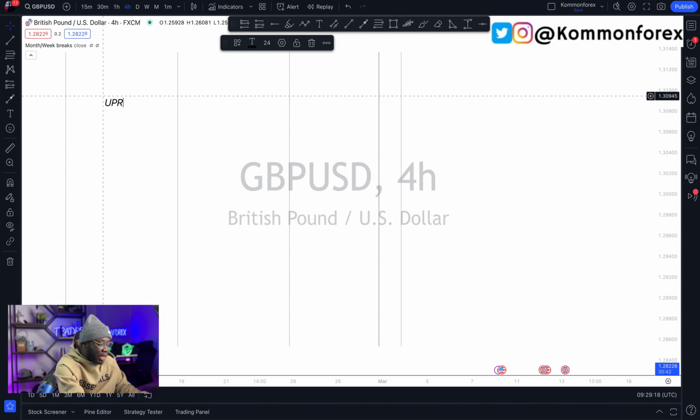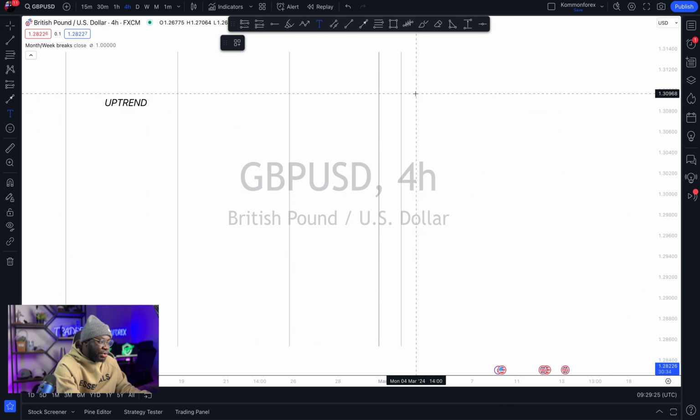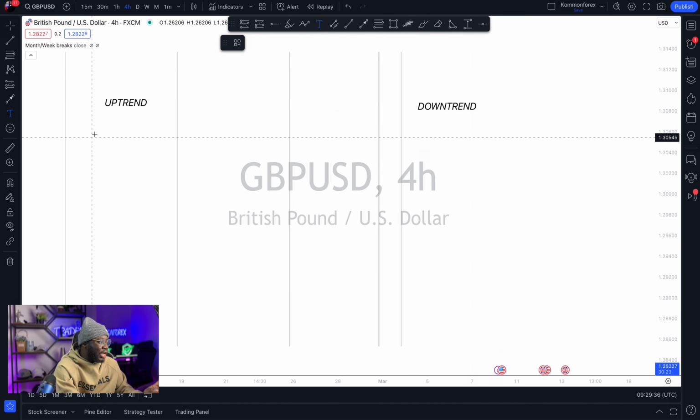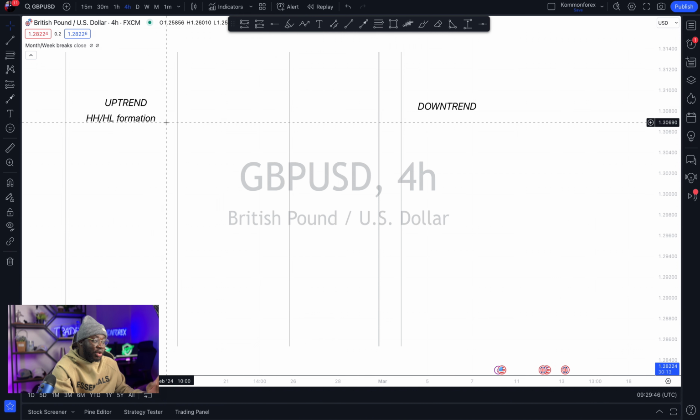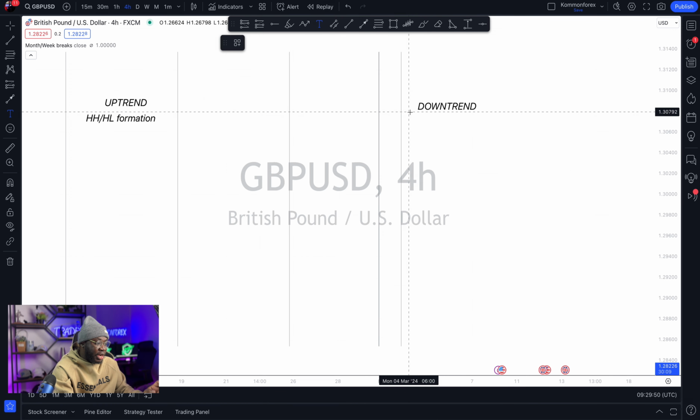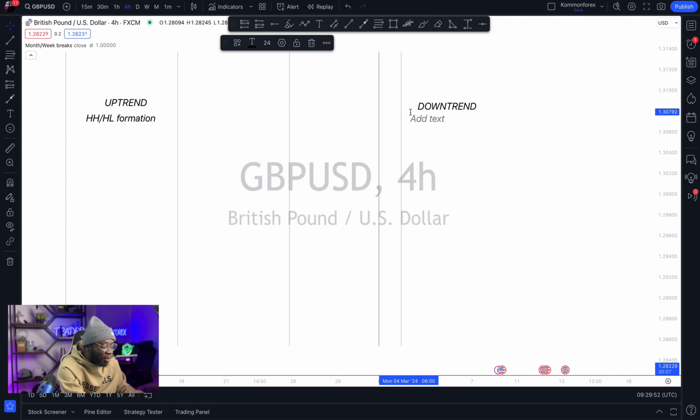So now let's start with our uptrend, and then let's have our downtrend on the other side here as well. Anytime I talk of an uptrend, it is any trend which has what we call a higher high, higher low formation. There's no need for you to be alarmed. I'll explain what it is. And then a downtrend is any trend which basically has an overall formation of what we call a lower high and then a lower low formation. This is the simplest definition I can actually give you for an uptrend and then a downtrend.